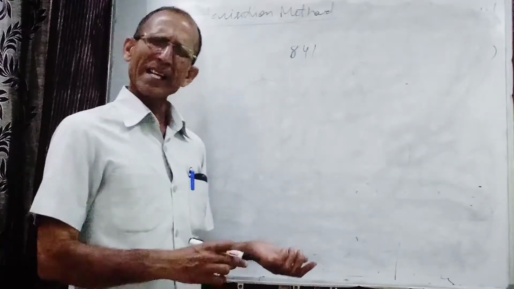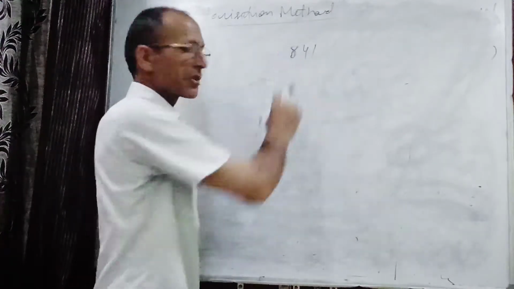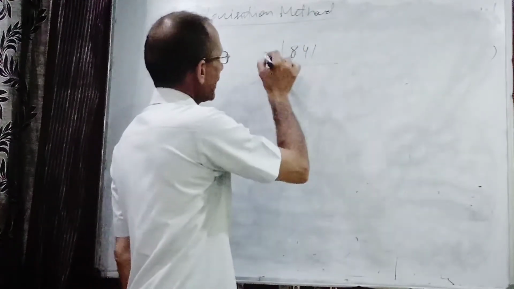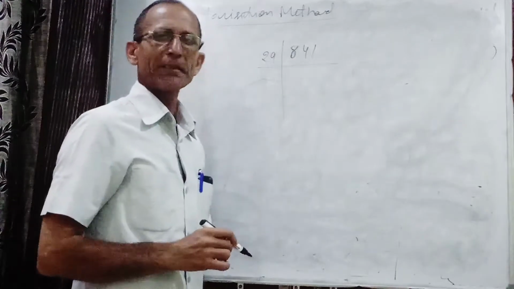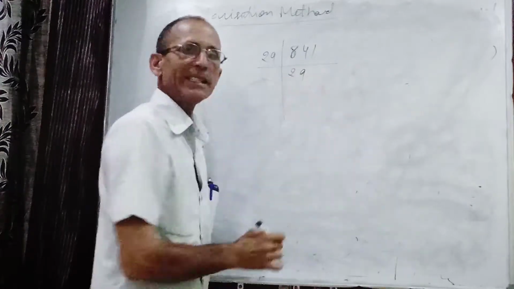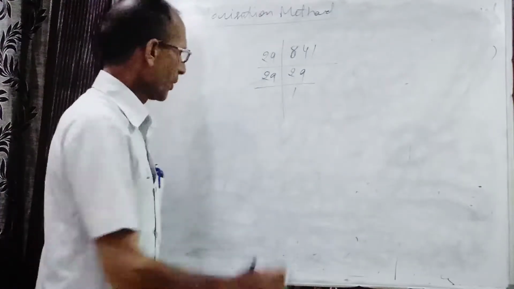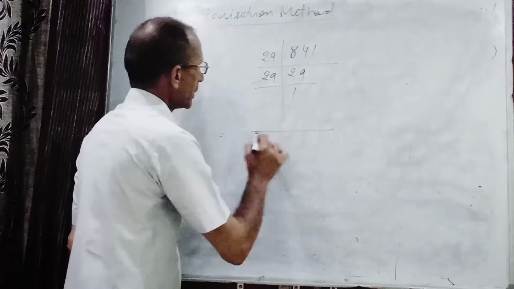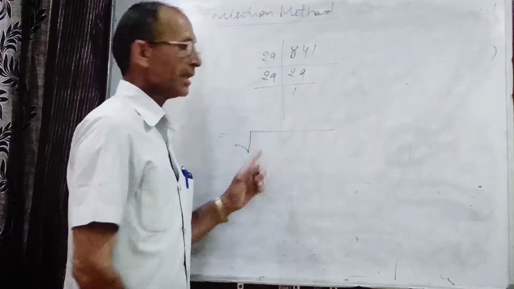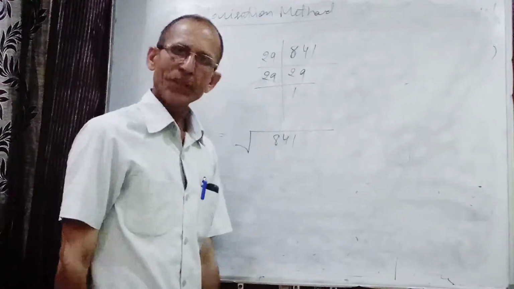How will we find it? If a question like this is there, it is easy to find the square root by the long division method, but I have written this statement. Directly, it will be divisible by 29. If I divide by 29, here will be 29. Again by 29, here is 1. This symbol stands for square root. So we have to find the square root of 841.